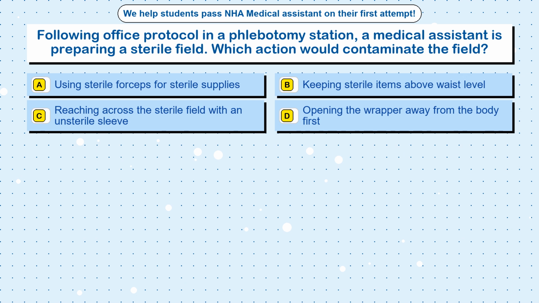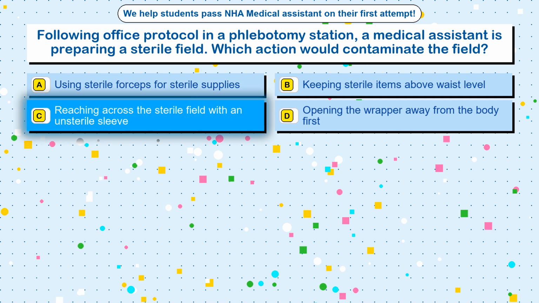Question 63. Following office protocol in a phlebotomy station, a medical assistant is preparing a sterile field. Which action would contaminate the field? Option A. Using sterile forceps for sterile supplies. Option B. Keeping sterile items above waist level. Option C. Reaching across the sterile field with an unsterile sleeve. Option D. Opening the wrapper away from the body first.